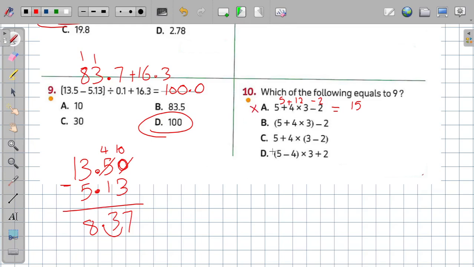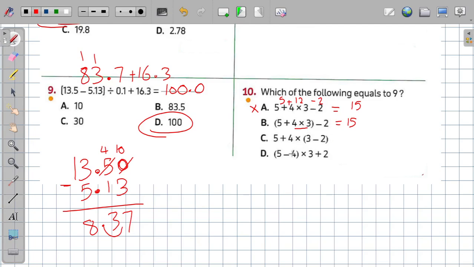Next, I have 5 plus 4 times 3, and this inside the parentheses, and after that I will subtract 2. So I think it will be the same result, because I will multiply first and I will add 5, and after that I will subtract 2. So I have 5 plus 12 minus 2 becomes 15. So I have the same result.